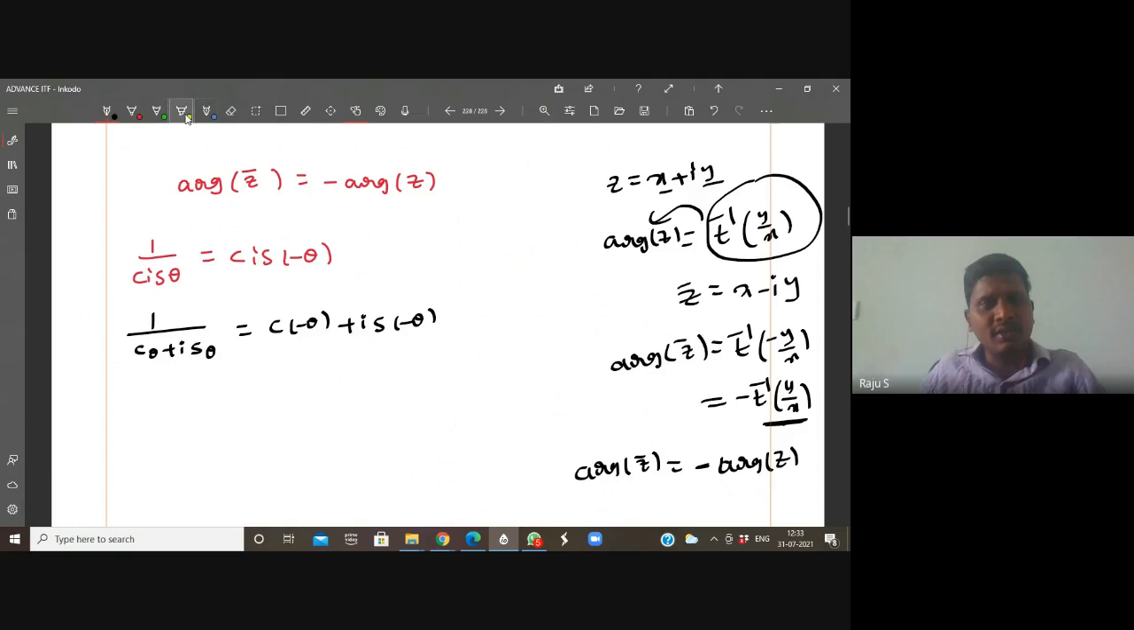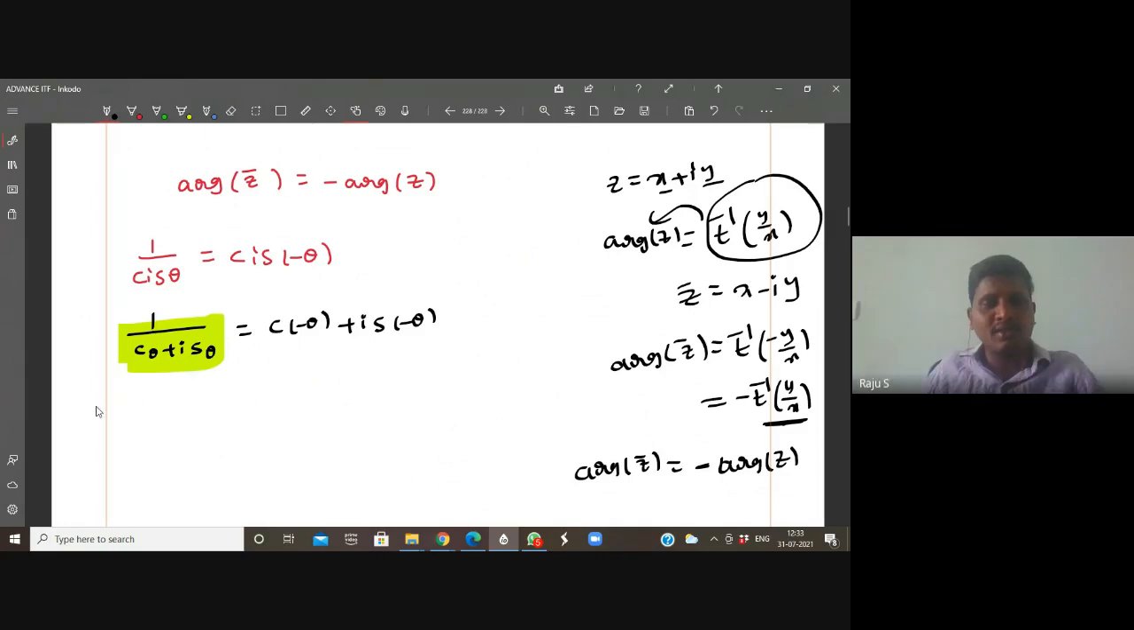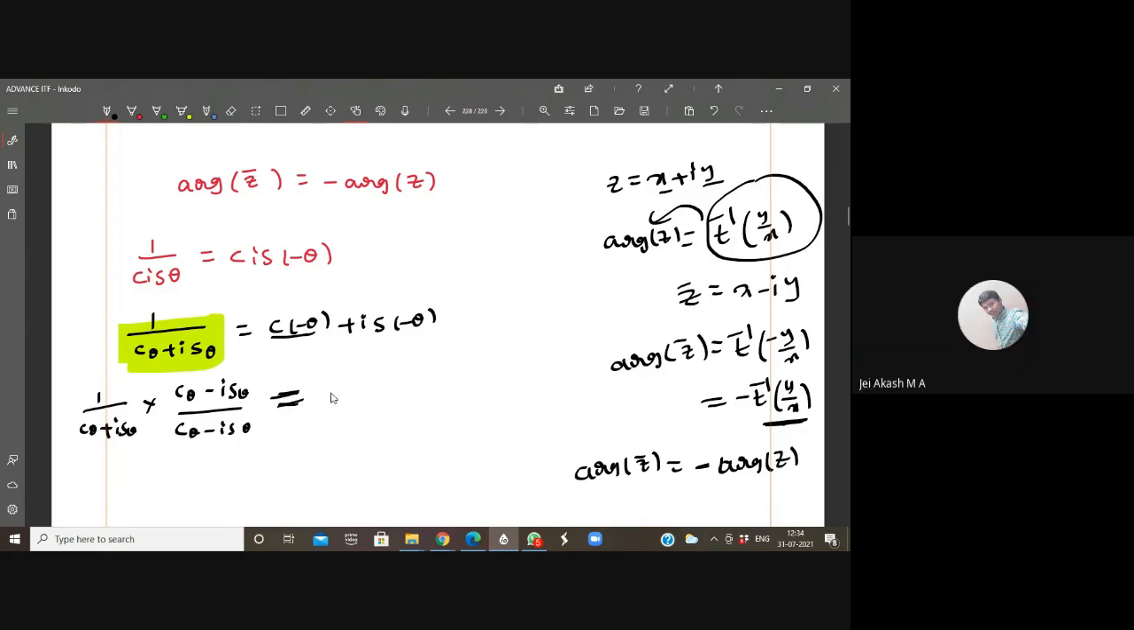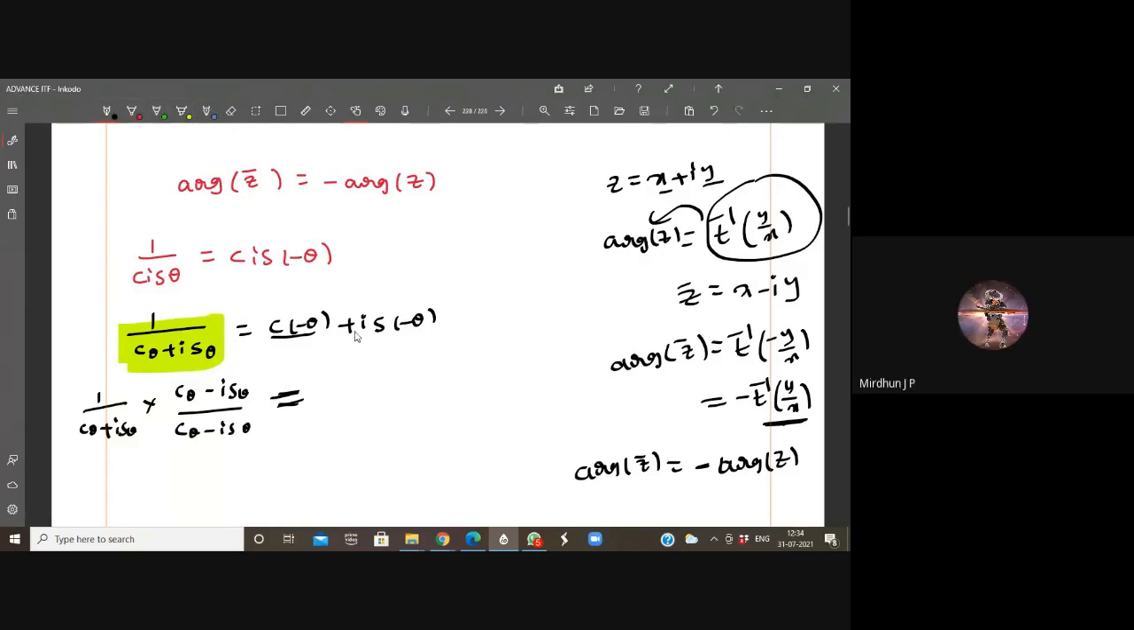What about LHS? Is it in standard form? Rationalize, sir. Multiply by cos theta minus iota sin theta. Yes, rationalize. So 1 by cos theta plus iota sin theta into cos theta minus iota sin theta by cos theta minus iota sin theta. On the right side, what is cos of minus theta, students? Plus cos theta or minus cos theta? Plus cos theta, sir, even function.